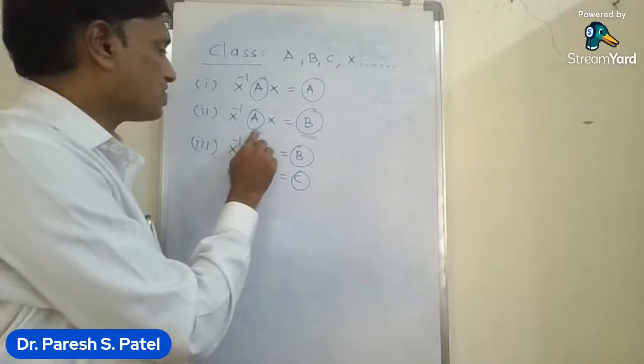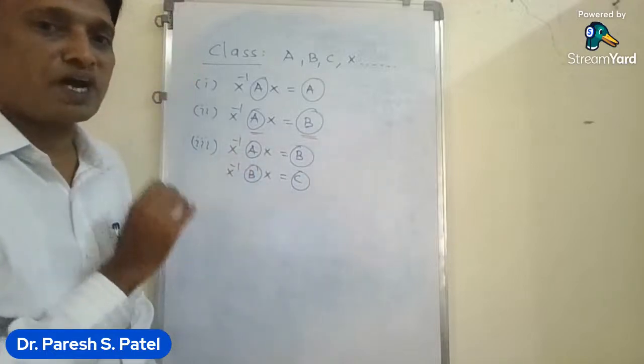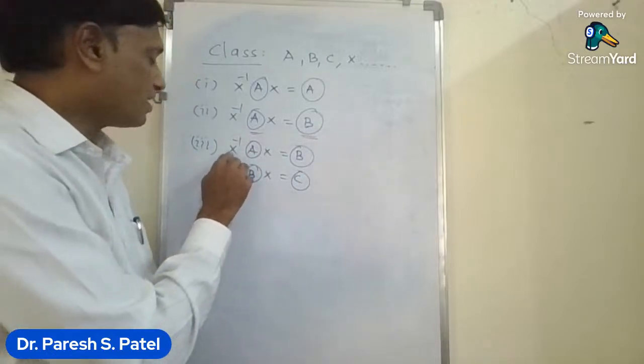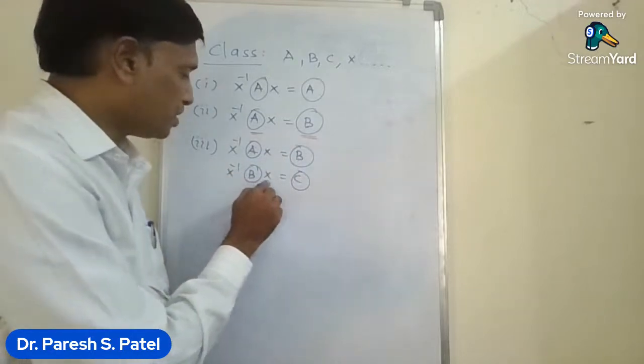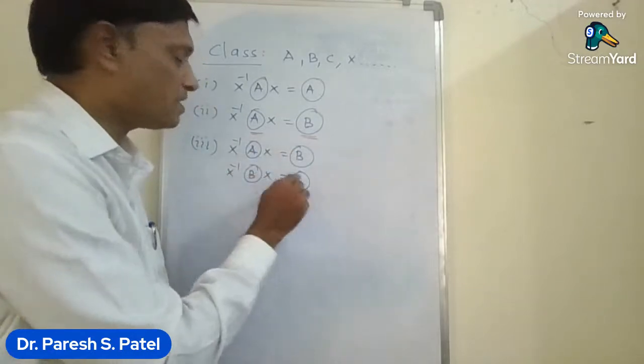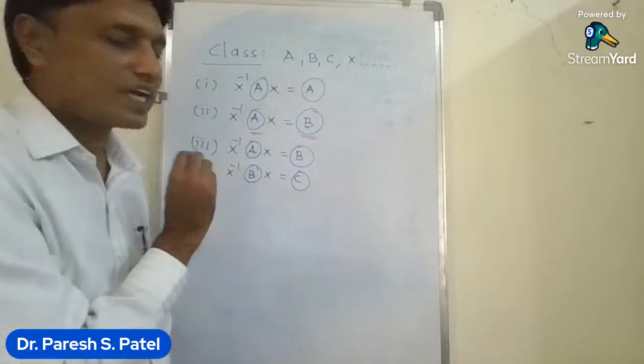If x inverse A x is equal to B, it means A and B are conjugate to each other to form a combined class. And the third one, x inverse A x is equal to B, and x inverse B x is equal to C. It means A, B, C are conjugate to one another to form a combined class. These are the three different conditions.